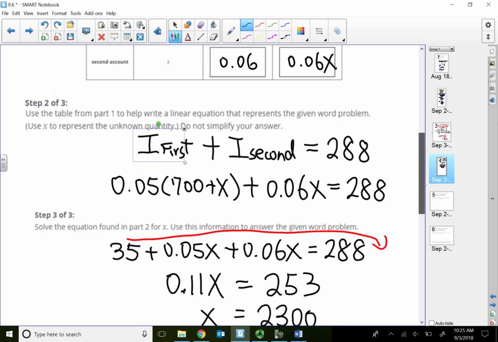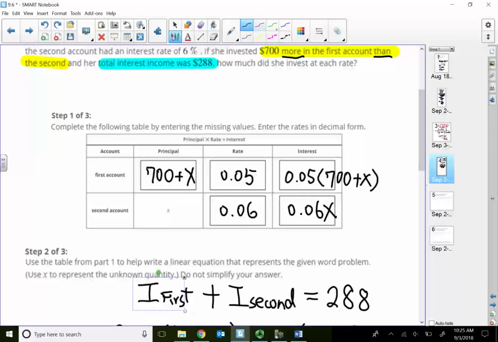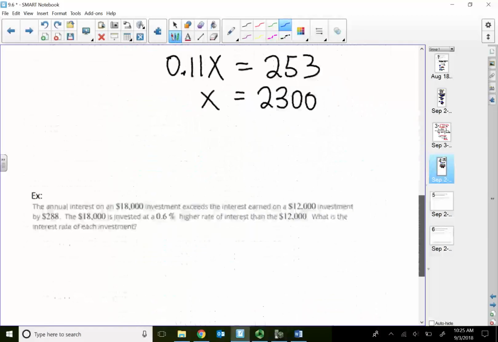Let's go back up and see what the problem says. How much did she invest at each rate? X represents the second account, so the second account was invested at $2,300. The first account is $700 more, so 700 plus 2,300 gives me $3,000. This is an example where we have to translate for the principal. Let's take a look at other ones here.